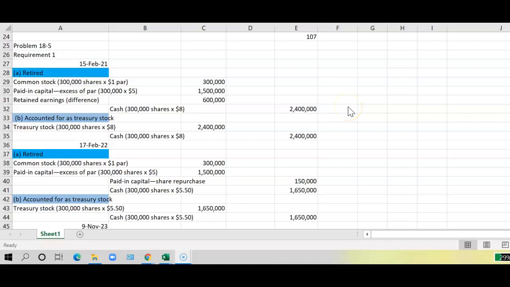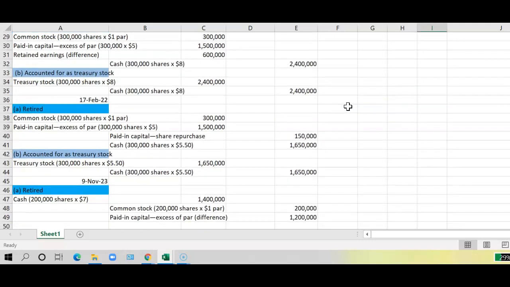I would now like to go over problem 18-5, which utilizes the treasury stock method to reacquire their own shares. On February 15th, 21, they paid $8 per share and they purchased 300,000 shares. So 300,000 shares times 8 is $2.4 million. And treasury stock would be debited for the actual price, 300,000 times 8, which is $2.4 million.